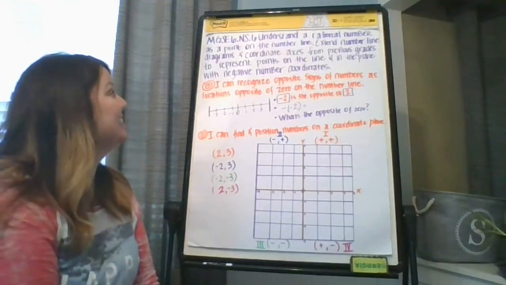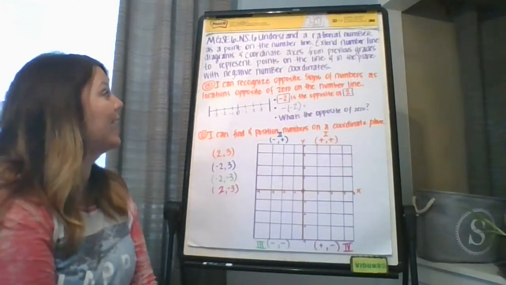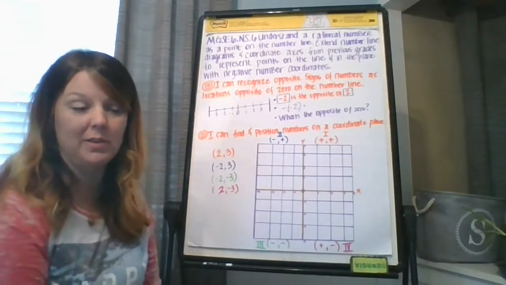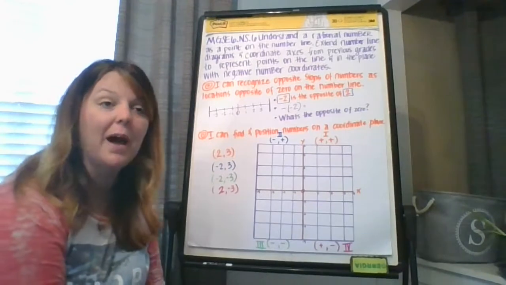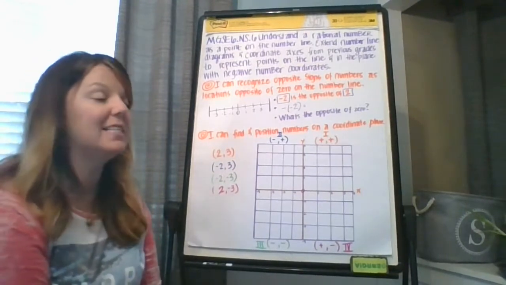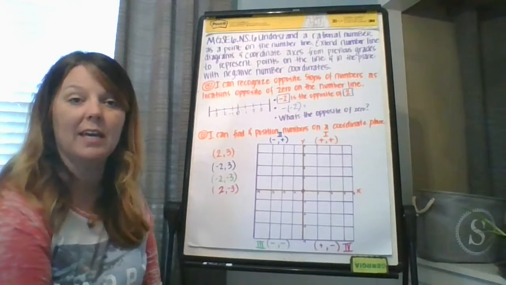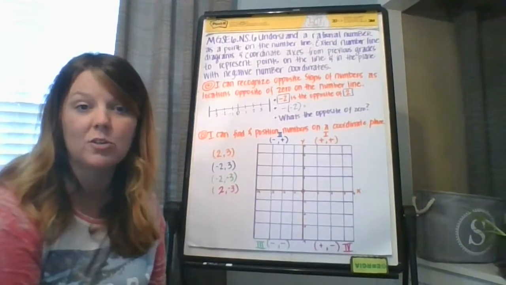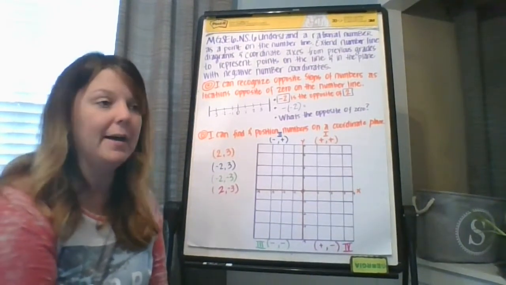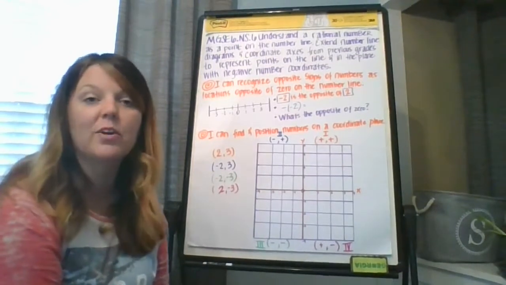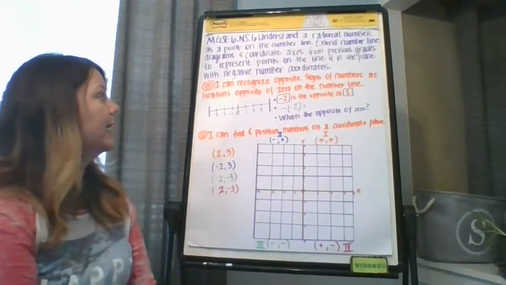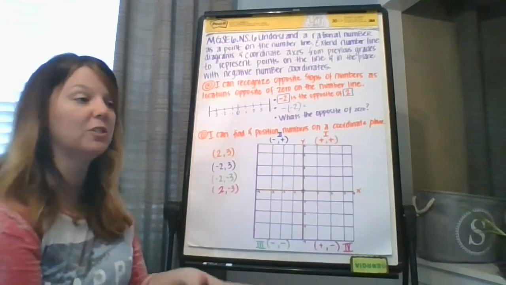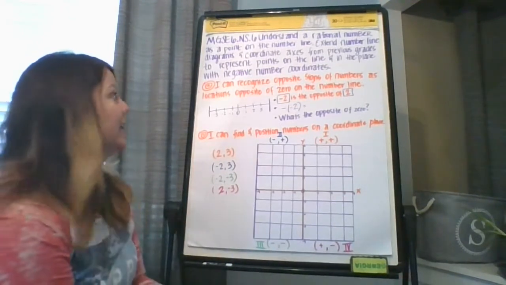NS6 says, understand a rational number as a point on the number line. A rational number is any real number that can be written as a fraction. It can be positive, it can be negative. It's essentially any number you can think of. The only example I can think of of an irrational number would be pi. It repeats forever, it can't be written as a fraction. Any number you can think of, decimals, fractions, whatever, we can put on a number line, that's a rational number.